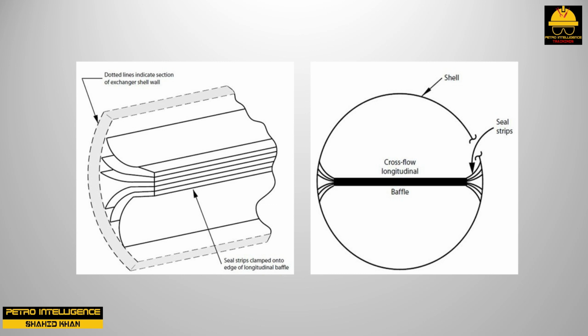There are 2 problems with these strips. First, they are subject to corrosion unless the proper material has been selected. Second, they must be replaced each time the bundle is pulled. If these conditions are not met, then the shell side liquid will partially bypass the majority of the tube surface area, and heat transfer rates will suffer.